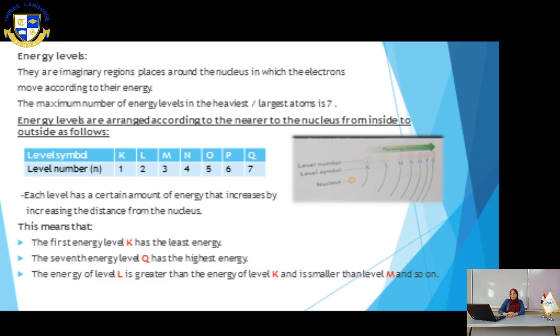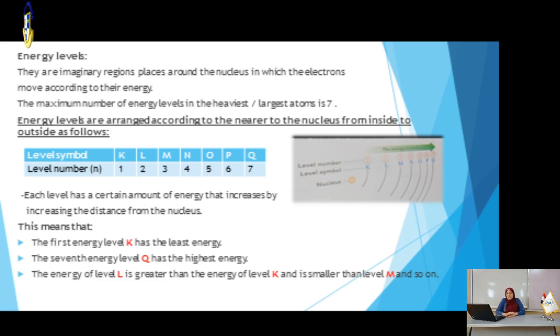Slide 9. Energy levels. What are the energy levels? Energy levels are imaginary regions or places around the nucleus in which the electrons move according to their energy. The maximum number of energy levels in the heaviest or largest atoms is 7.